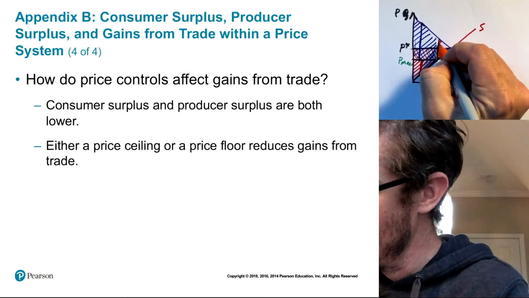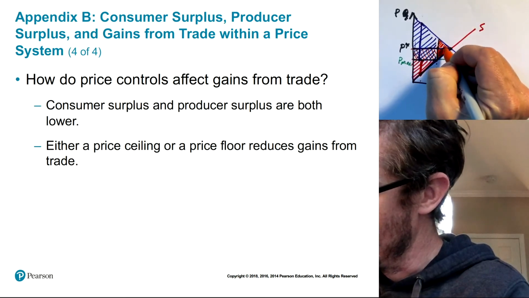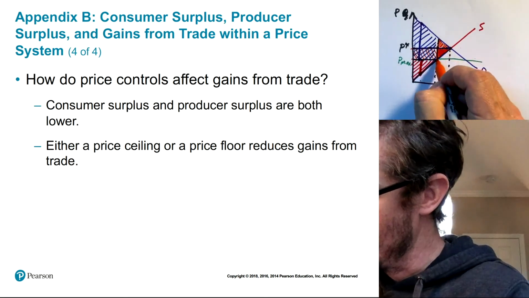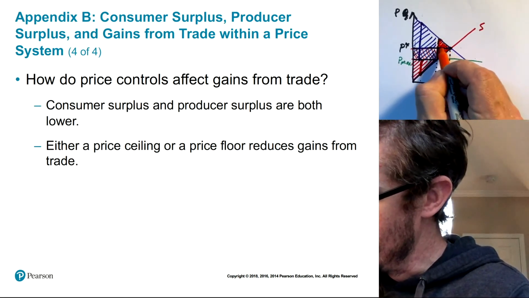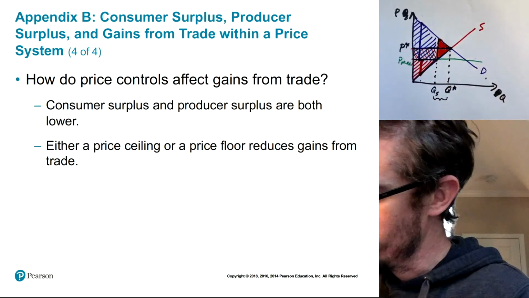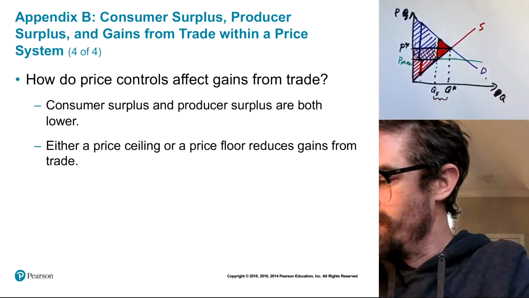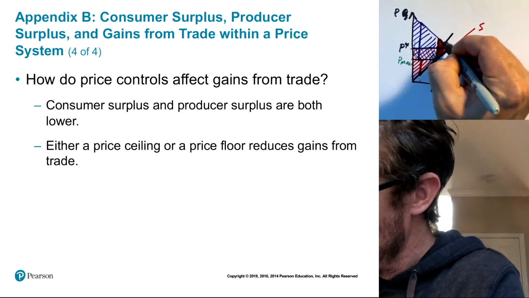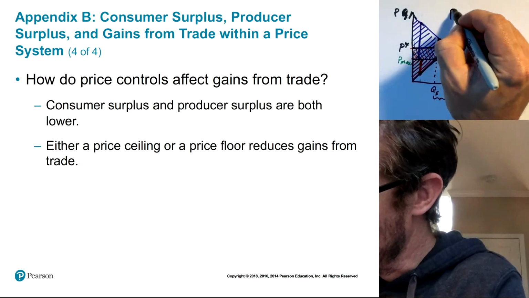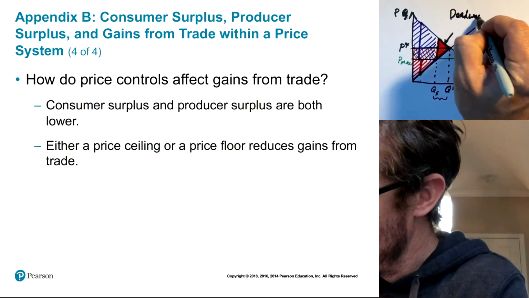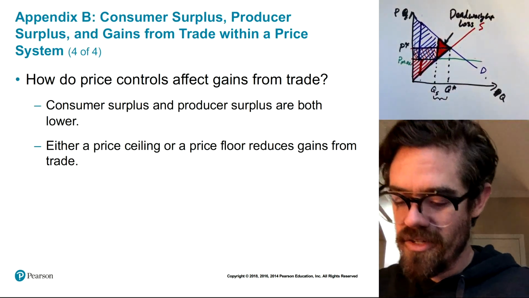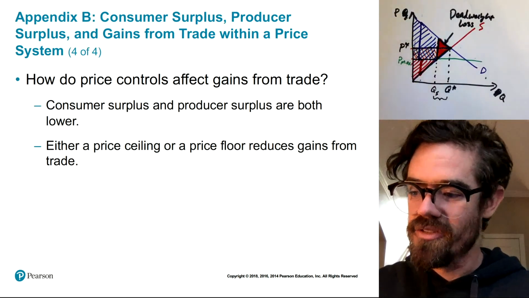consumers here lose this consumer surplus as well. And it's because these units aren't being traded, right? So the surplus from these units just disappears. And that's this box here, this orange triangle. This is what's called deadweight loss. Deadweight loss. It's just a loss of surplus. It's a loss of gains from trade.